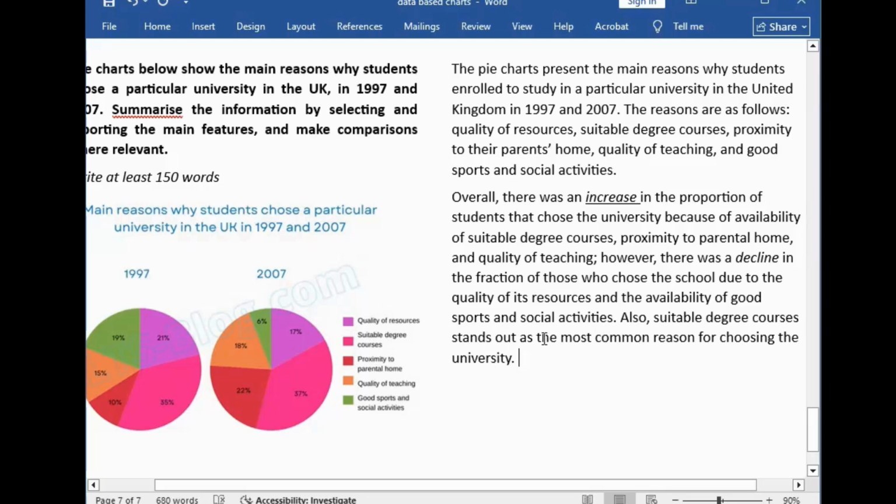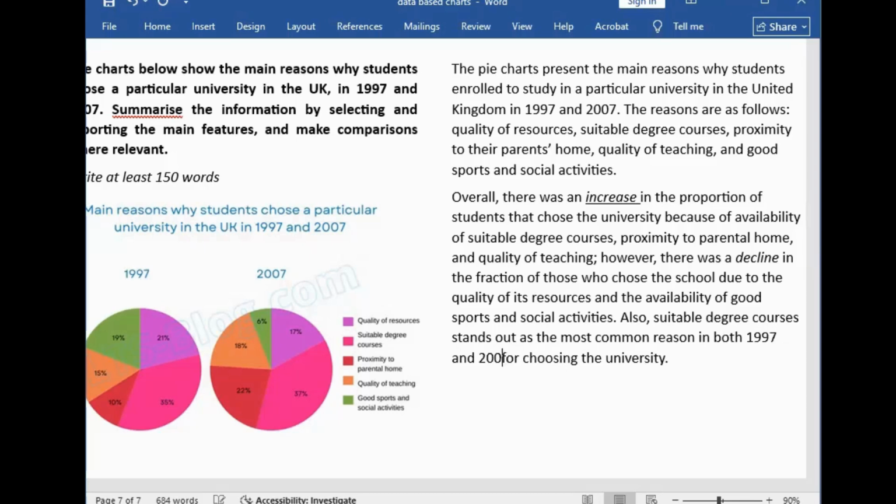Okay, as the most common reason in both 1997 and 2007. Most common reason. So I'll put a comma to mark it off. We call this thing a non-restrictive clause. Okay? I think it's better we call it a positive. Also, suitable degree courses stands out as the most common reason in both 1997 and 2007 for choosing the university. Overview.